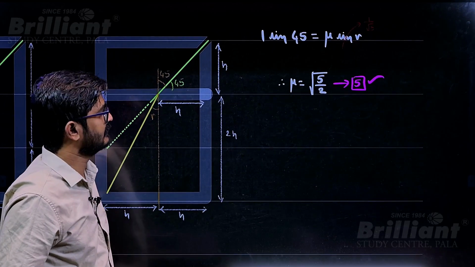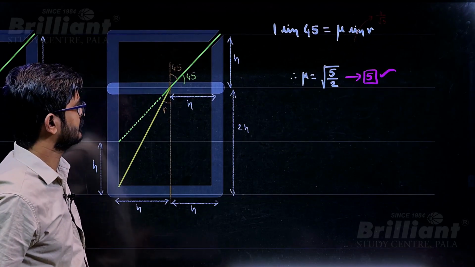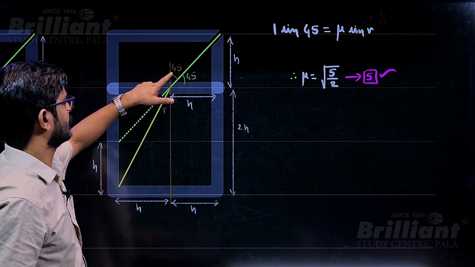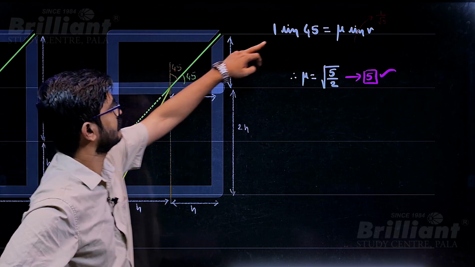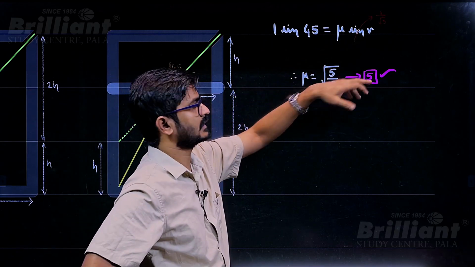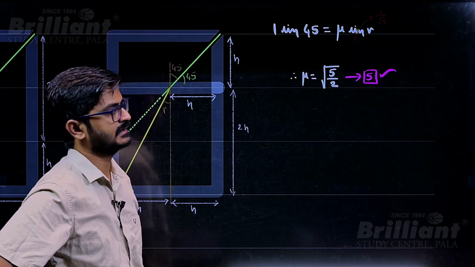So basically we need to find what is the refractive index of the liquid. So we need to apply Snell's law. That's the only option we have to find the refractive index. So 1 sin 45 equals mu sin r. So somehow if I can find sin r, then I can get the mu value.